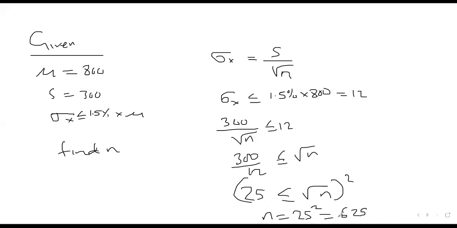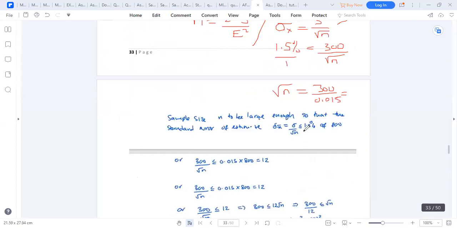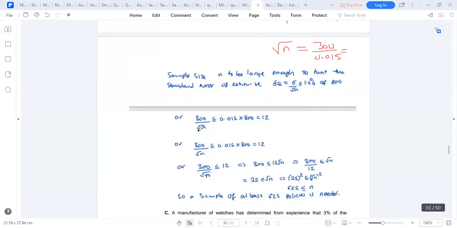So to know the number of policies we need to keep the error at 1.5%, we need about 625 policies. So how large should the sample size be? This is what was done: 300 over root n equals 12, when we divide that, we get 25, and squaring both sides, we get 625. So we need at least 625 policies for us to have a minimal error as stipulated above.